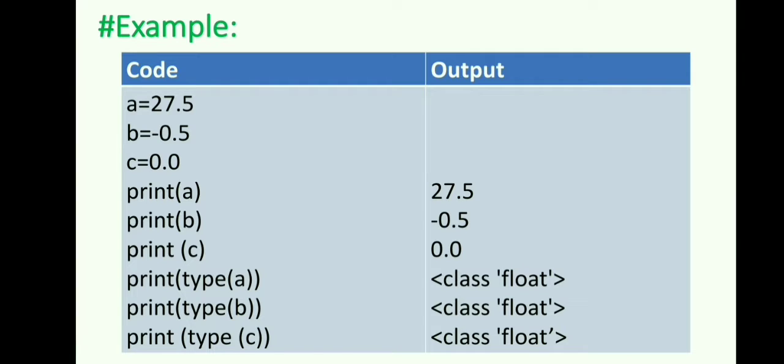We can get the data type of an object by using the built-in function type in Python. The last three print statements will display the data type of the variables a, b and c respectively. Here the data types are float. The floating point data type is represented by the float class in Python. Data types are classes and variables are objects of these classes in Python.